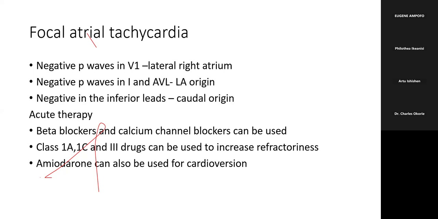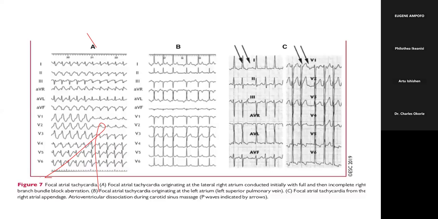So we have the ECG. When we look at the ECG, the next slide will show it. I was talking about focal atrial tachycardia. When we look at C, it shows a negative P wave in V1. When we have a negative P wave in V1, it's telling us that it's from the lateral right atrium. Then if we look at leads 1 and aVL, they're not so clear, but we have a negative P wave there, coming from the left atrial origin.